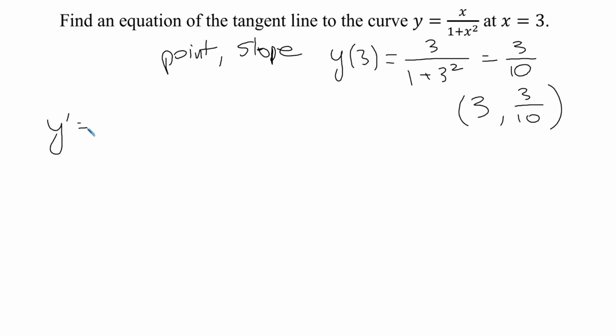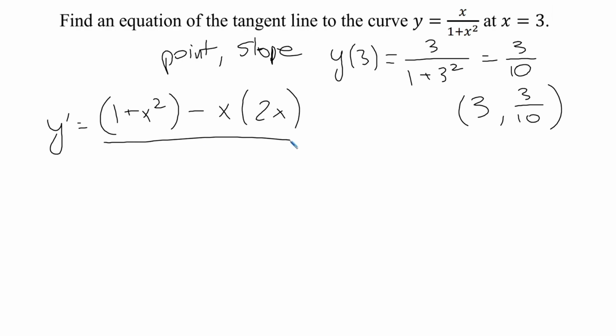Since it's x over 1 plus x squared, we're going to use the quotient rule. So that'll be 1 plus x squared times the derivative of x, which is just 1, and then minus the x times the derivative of 1 plus x squared, which is 2x. And then we'll divide all of that by 1 plus x squared, squared. If we simplify that down a little bit, we can see that's 1 plus x squared minus 2x squared. So that'll be 1 minus x squared over 1 plus x squared, squared.